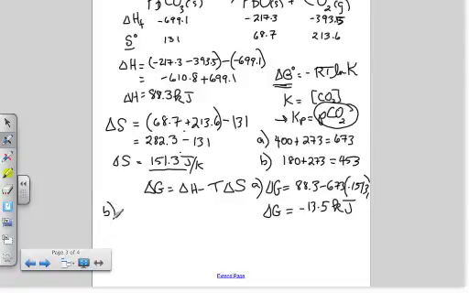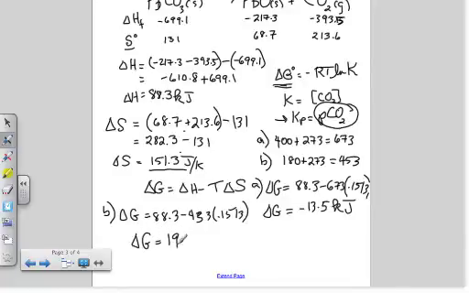B, okay, I'm going to do the same thing. So delta G equals delta H, which is 88.3, minus 453 times 0.1513. So delta G at the lower temperature is 19.8 kilojoules. So not spontaneous at the lower temperature.